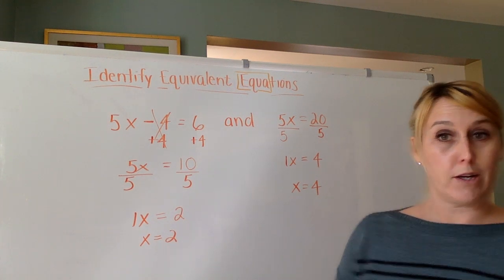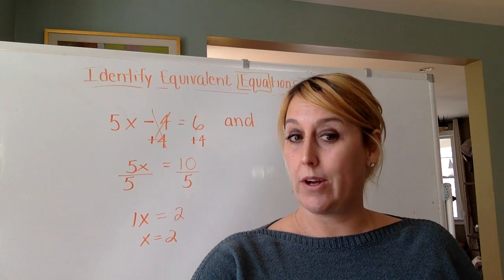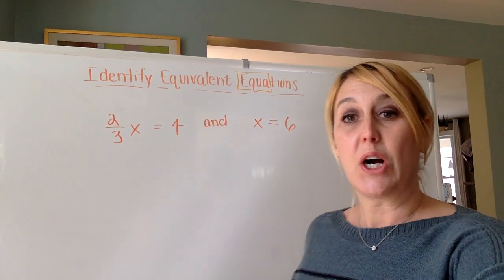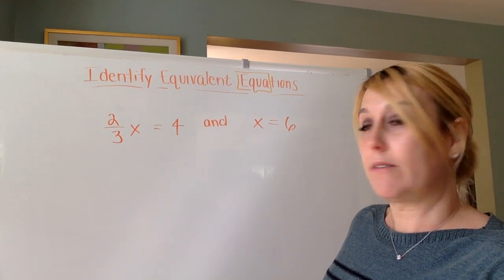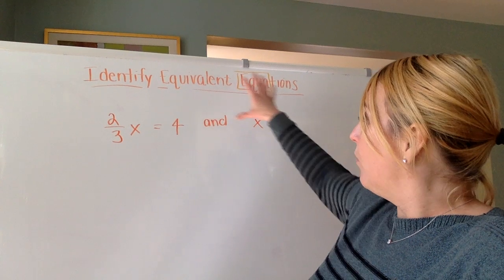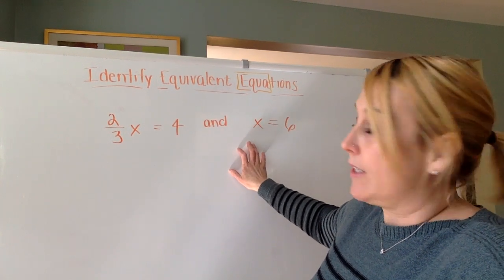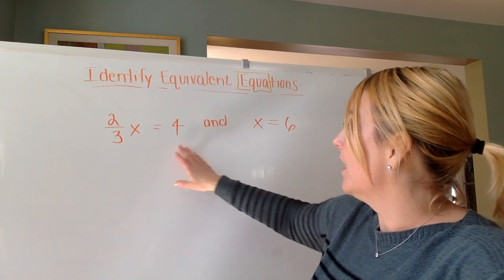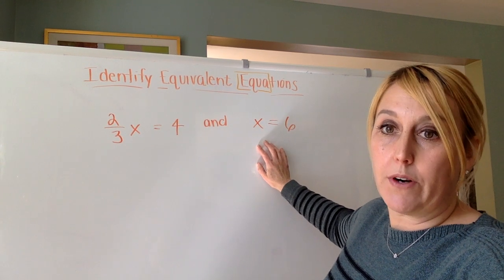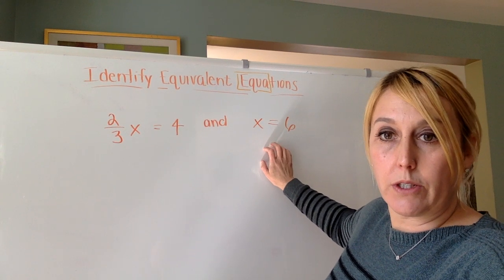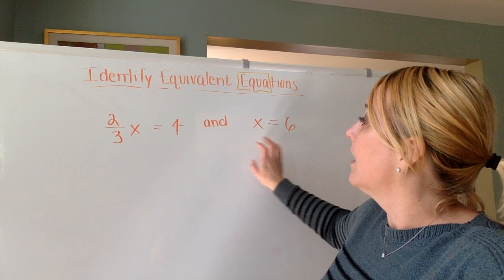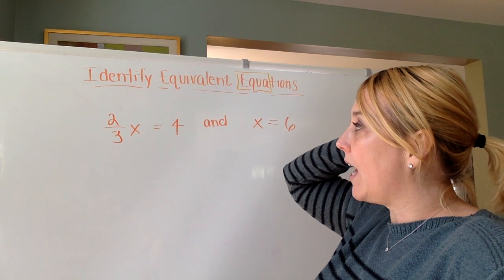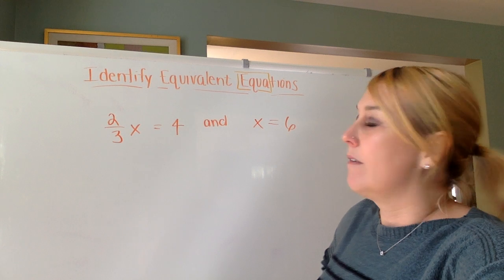All right, now you're going to try one on your own on the Edpuzzle. Okay, so this third example is a little bit different. They want to know if these are equivalent. So 2/3 x equals 4, and then they've given us a value for x equals 6. So we actually don't need to do any work here, okay? So 2/3 x equals 4.